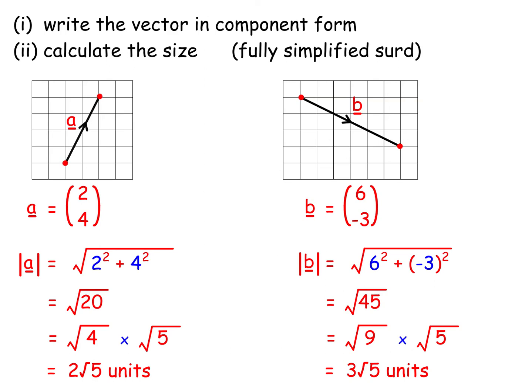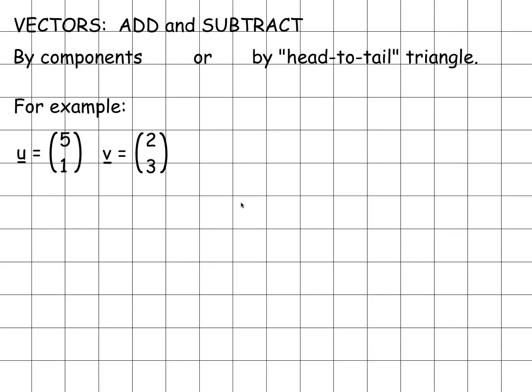Now go on to add and subtract. So here's 2 vectors, u and v. U is (5, 1). That means 5 in the x direction, 1 in the y direction. There, for example, is vector u. From one end to the other, you go 5 along in the x direction and 1 in the y direction. Vector v is (2, 3). That's 2 in the x direction, 3 in the y direction.